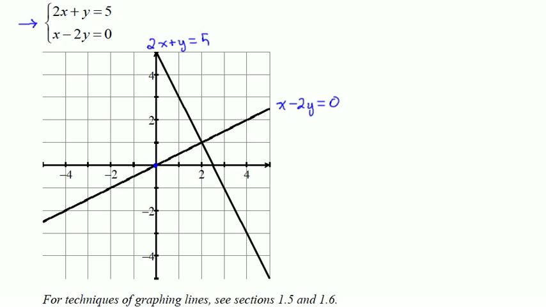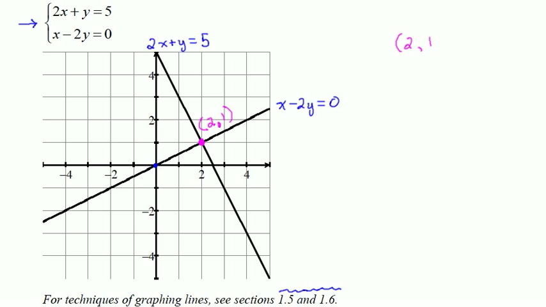equals 5. So the first step here would be to graph both lines using some of our old techniques from sections 1.5 and 1.6, and that's where I would refer you if you're not remembering how to graph lines very well. And then we look for the intersection point, which looks like it's right here at 2, 1, and that ordered pair is also going to be the solution to this system of equations.